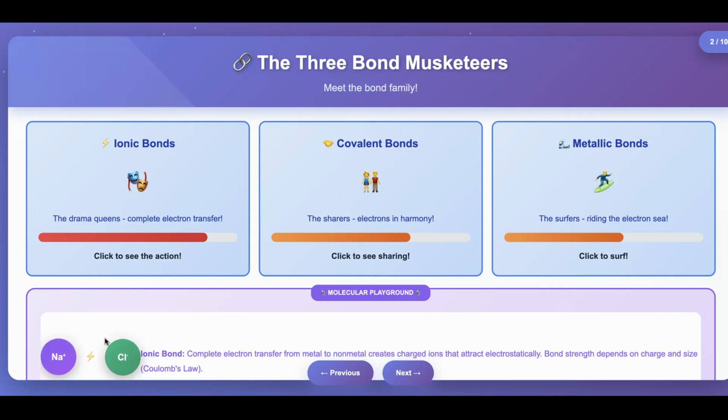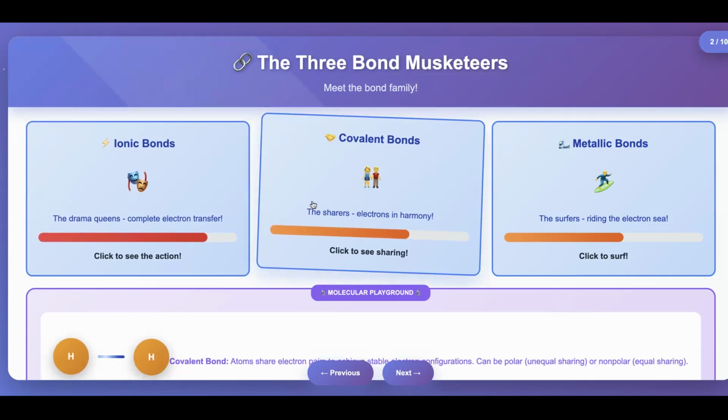Bond strength depends on the charge, not only the charge, but also the size. According to Coulomb's law, the bigger the size is, the less the attraction is. If the ion sizes, like sodium and chloride, are small, the attraction is stronger.